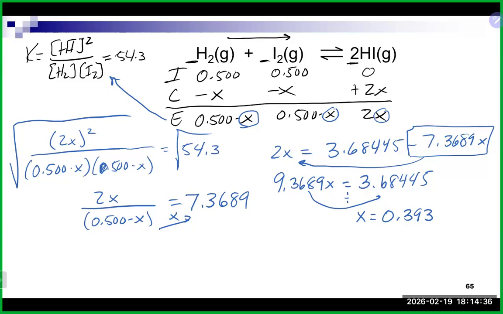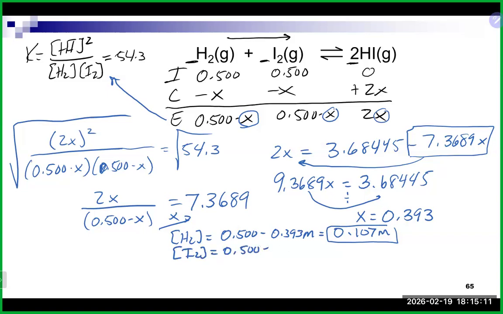So we're just going to plug that in, and looks like for our H2 concentration, that would be 0.5 minus x, which would be 0.393 molar. Don't forget, again, when you're giving concentration units, to include the units in your answers. And put it back in at the end. 0.107 molar. We should end up pretty much identical there for I2, since it's the same calculation, 0.5 minus 0.393 molar, 0.107 molar for that one.